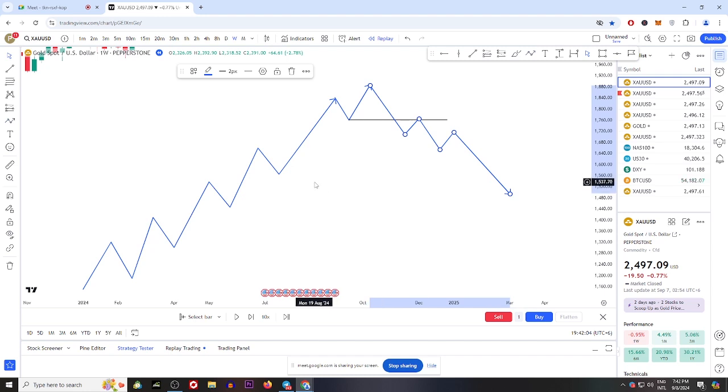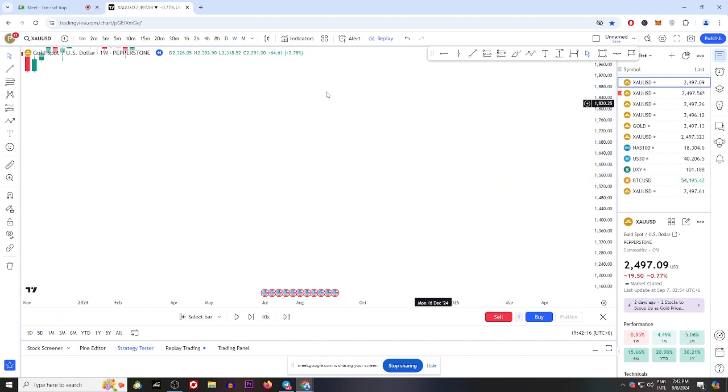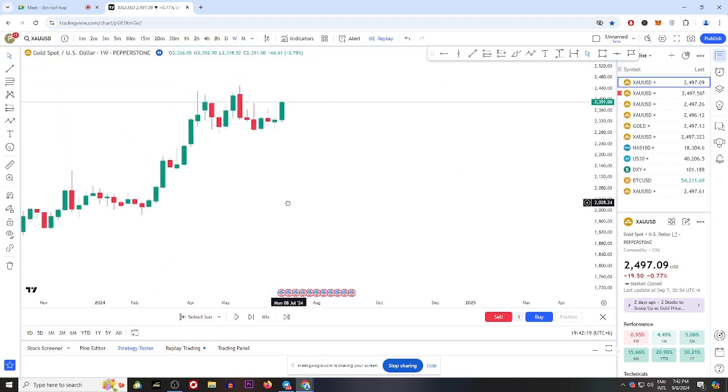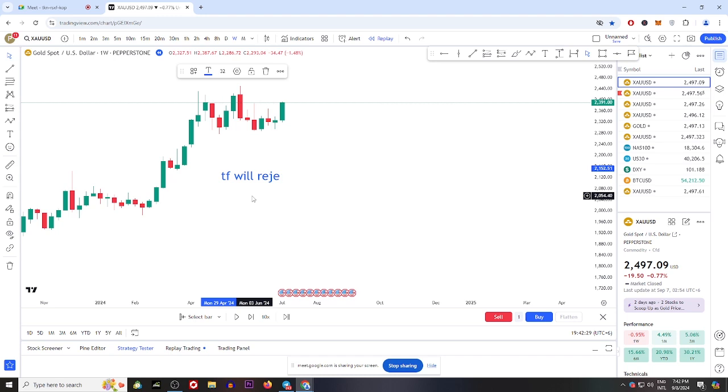Now let's see our SNR concept. Basically this is also the same, a little different, but also fully the same. Now how are we going to identify it? Just remember the two patterns that we have just seen. So for identifying the SNR concept, we will look for this: TF will reject TF fresh level. Okay, fresh level. So that means the time frame will reject the time frame's fresh level.